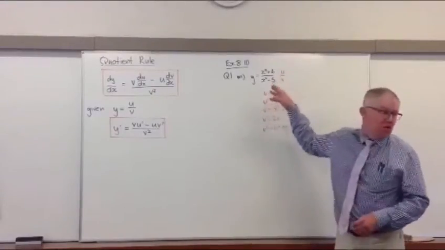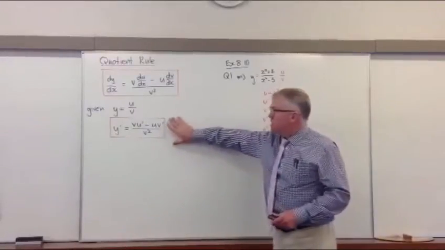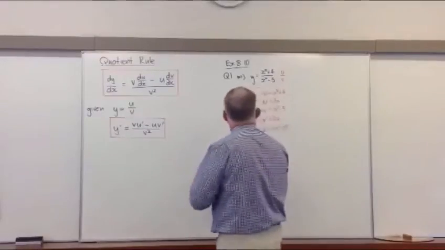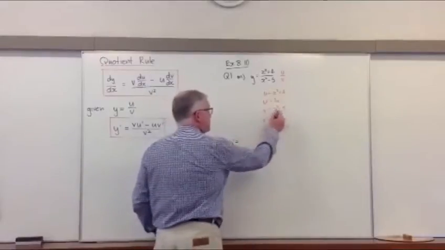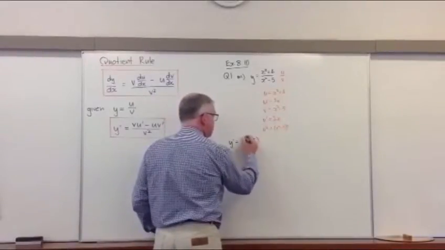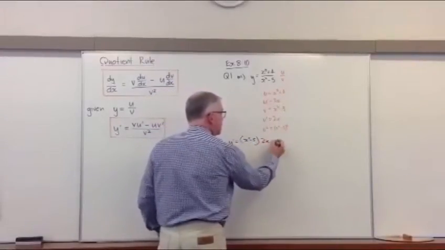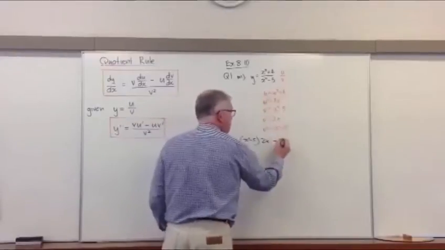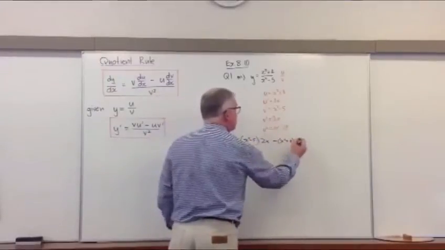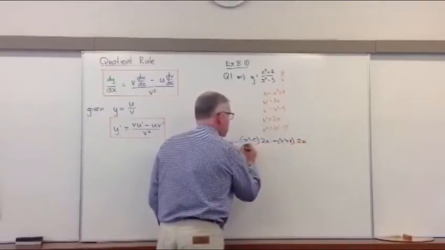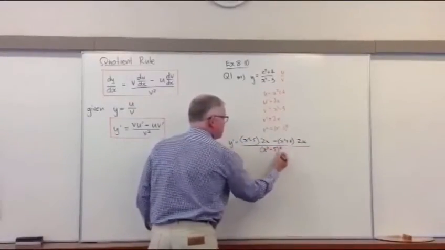And now we take all these little bits that we've created and set them up so it looks like that. So the derivative, y dash, is equal to v, which is x squared minus 5, times u dash, which is 2x, minus u, which is x squared plus 4, times v dash, which is 2x, all over x squared minus 5, all squared.